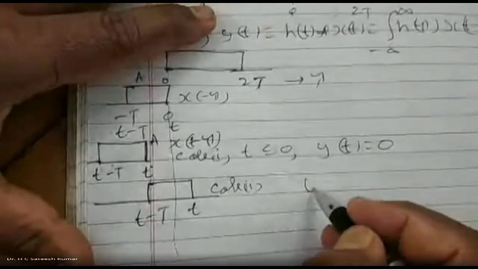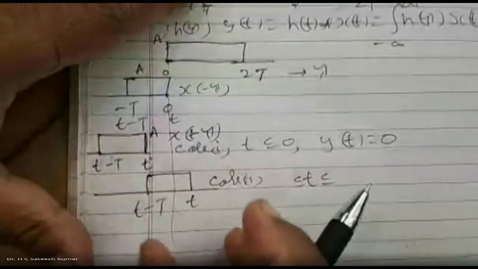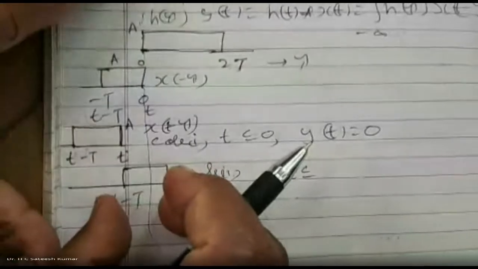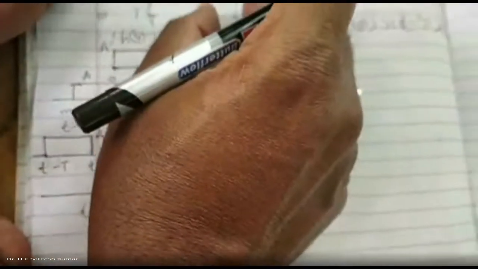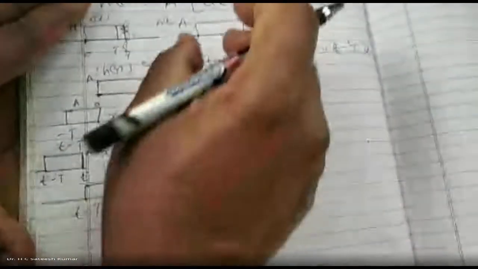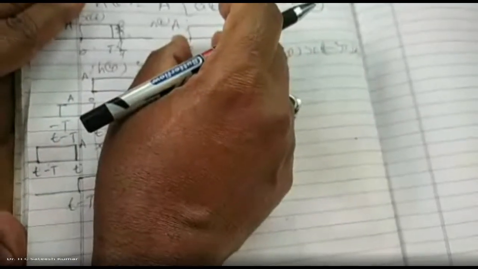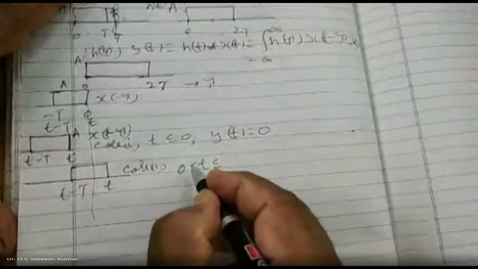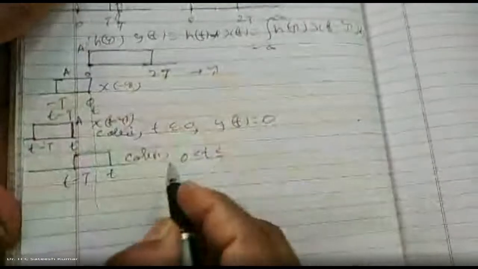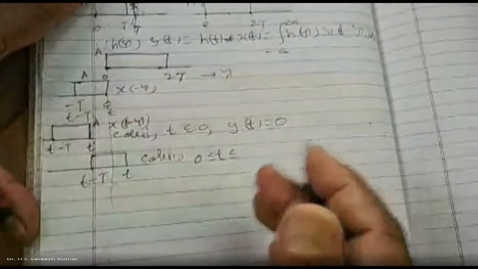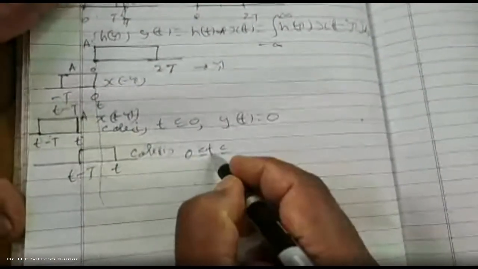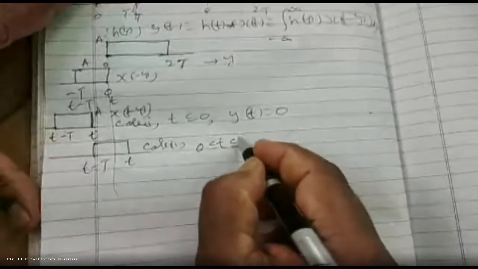t lies between where to where? The width of this one is T now. So from 0 it goes on increasing. Until what point is it increasing? Until it completely gets overlapped, and that means until width T overlaps. If you want to get complete overlap, you should go only T onwards. So small t lies between 0 to capital T.